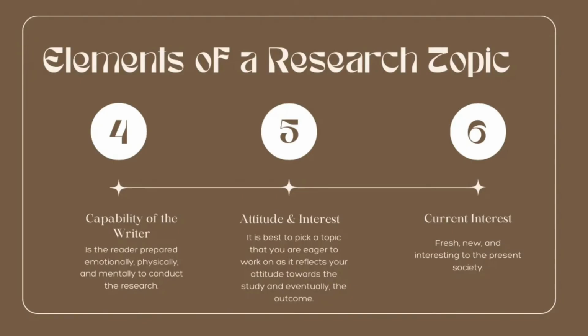The fourth one, we have capability of the writer. Is the writer prepared emotionally, physically, and mentally to conduct research? Before you take on a research, classmates, you have to make sure that you are prepared in all aspects: emotionally, physically, mentally, and financially, so that your research will be concise and successful.